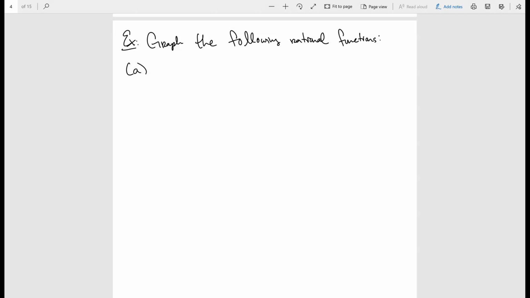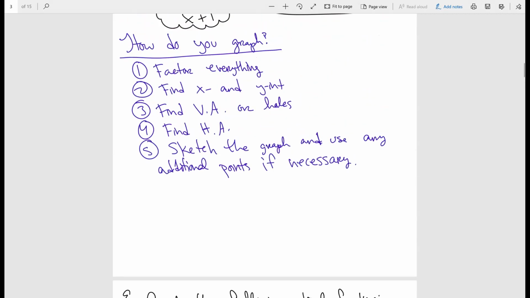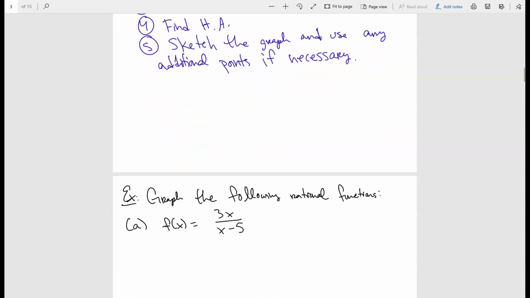Okay, so let's go ahead and start graphing a couple of rational functions. So we're going to start with the first one. So f of x is equal to 3x over x minus 5. Okay, so let's start off with this one. Remember that what we want to be able to do first, if we look at all of our steps, is try to factor everything.